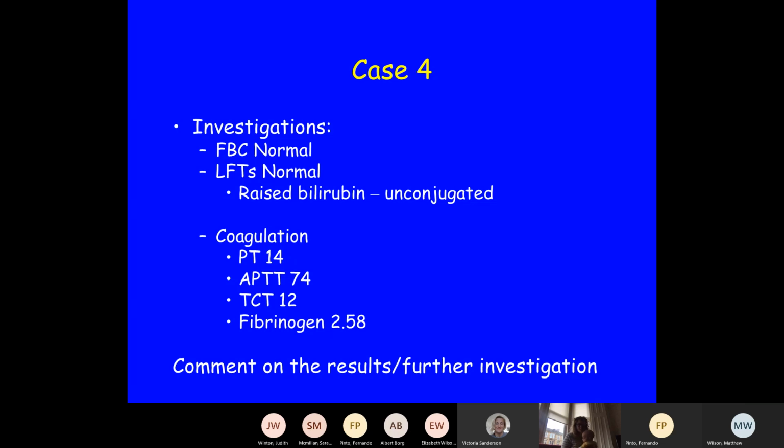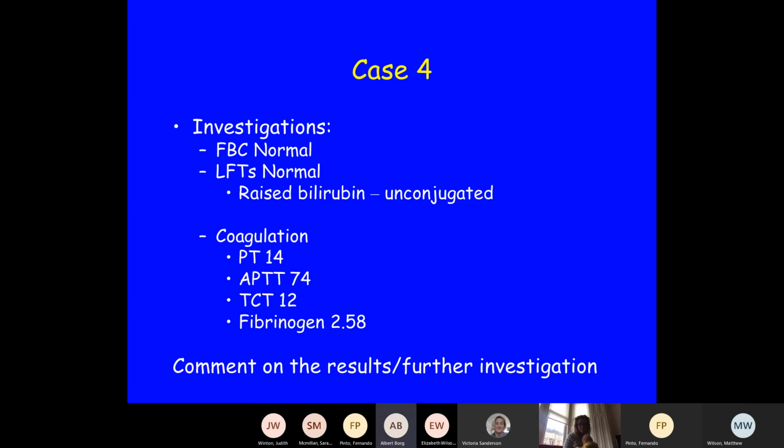So the full blood count was normal, only had raised bilirubin on the biochem, and the coagulation screening showed the PT of 14 and APTT of 74. So the PT is normal, the APTT is very prolonged, thrombin time is 12, and the fibrinogen is normal as well. So what do you think about the results?